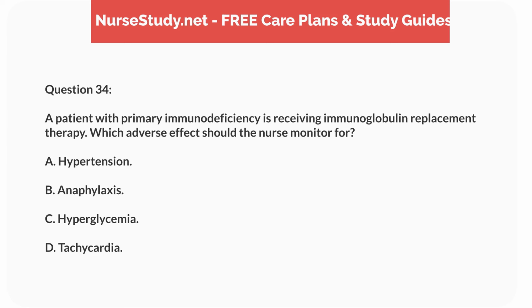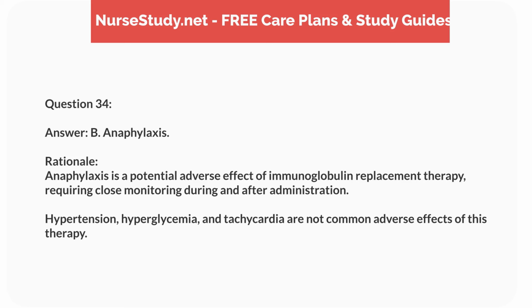A. Hypertension. B. Anaphylaxis. C. Hyperglycemia. D. Tachycardia. Answer: B. Anaphylaxis. Rationale: anaphylaxis is a potential adverse effect of immunoglobulin replacement therapy, requiring close monitoring during and after administration. Hypertension, hyperglycemia, and tachycardia are not common adverse effects of this therapy.